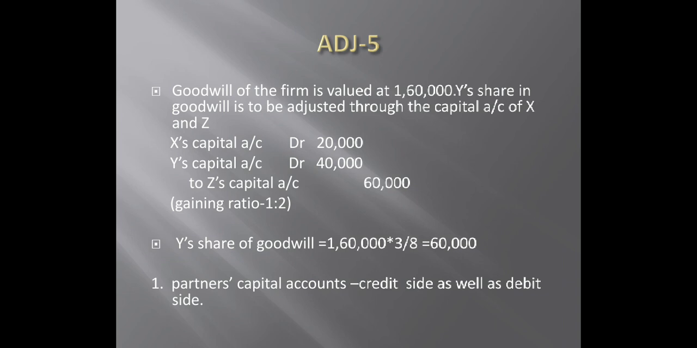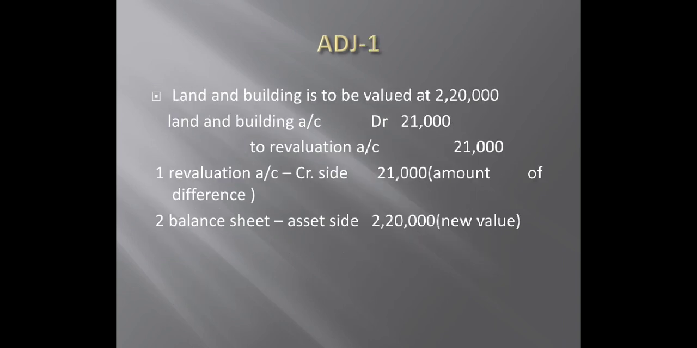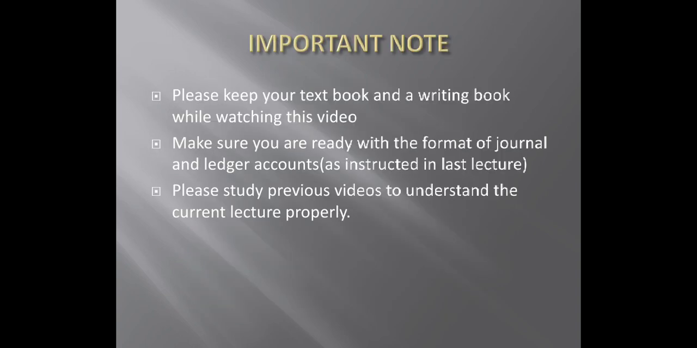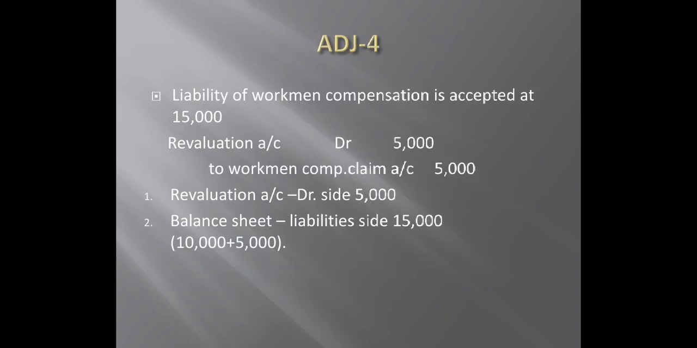Understand. The new value of goodwill is 1,60,000. We'll find out the share of goodwill of Y on the basis of his share in profit. How do you get to know about this? They have clearly presented the old ratio here. This is your balance sheet, and on the next page of your textbook, page number 228, before the adjustments, they have given the old ratio of partners.